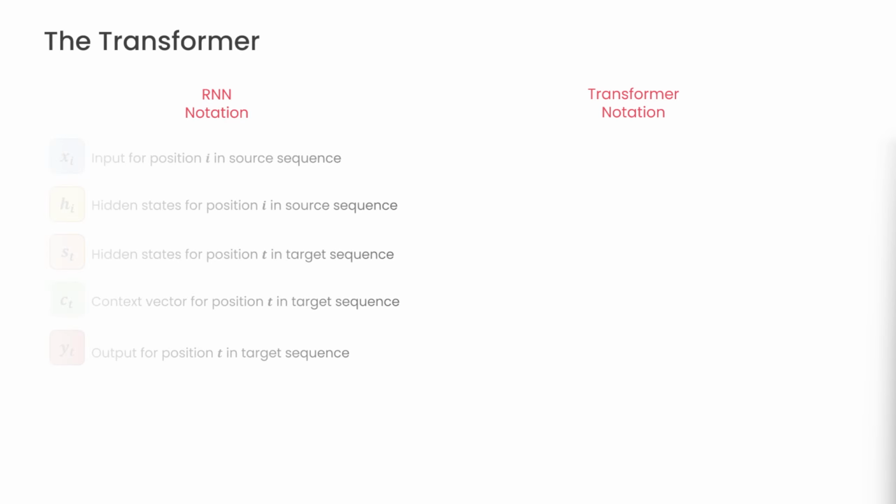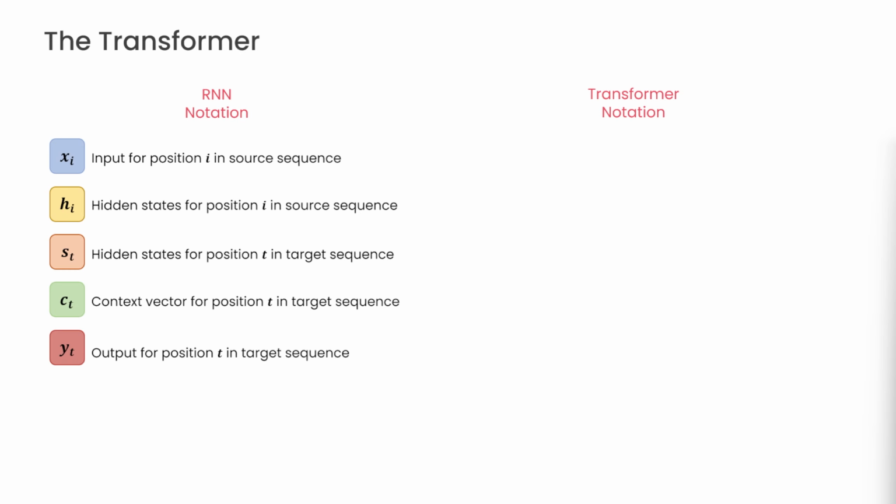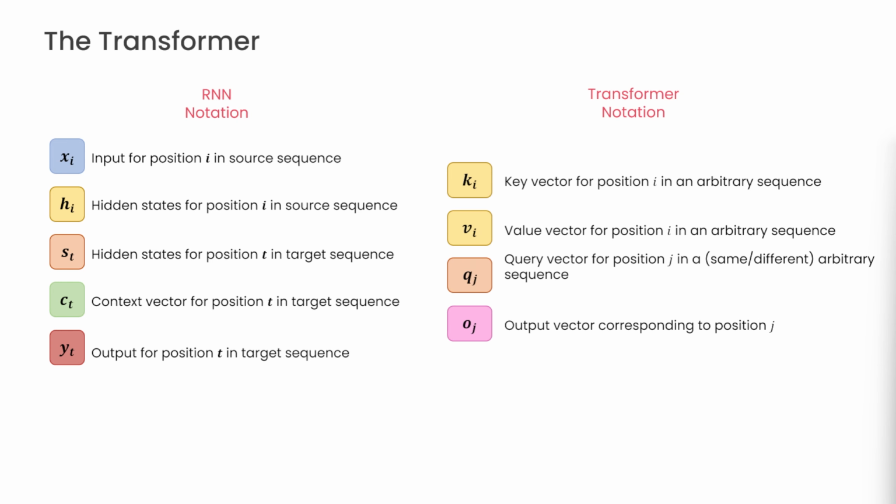Before wrapping up, let's quickly touch on the notation. In RNNs, we used X to represent the input, H for the hidden state, S for the hidden state of the target sequence, C for the context vector, and Y as the output. In the transformer model, we shift to terms like key, query, and value, which we'll explore in much more detail in the next video. So, no need to worry about it just yet.